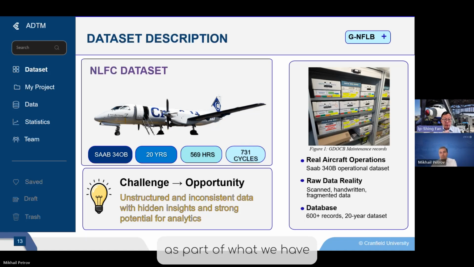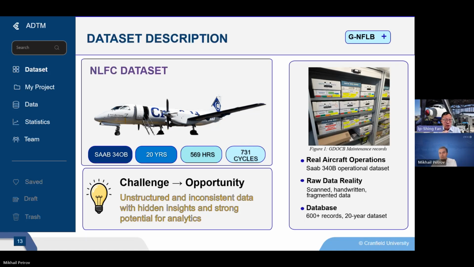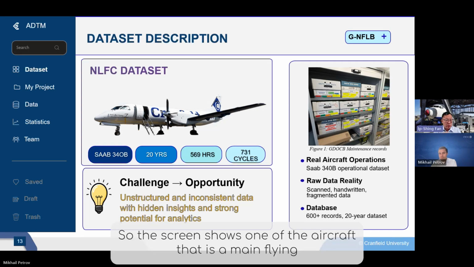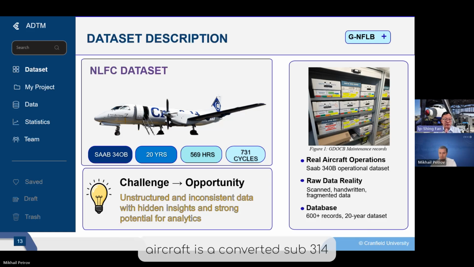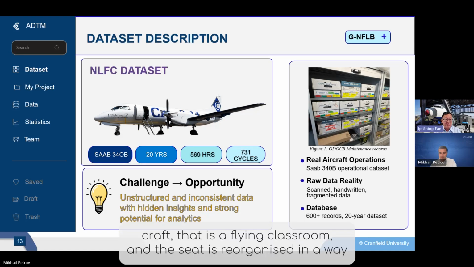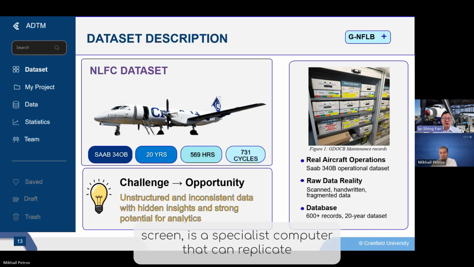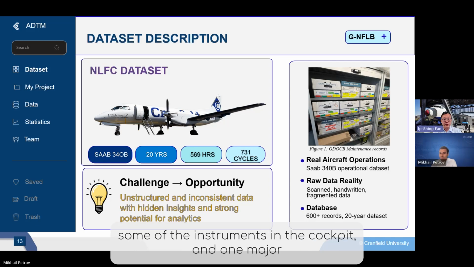As part of what we have is our National Flying Laboratory research. The screen shows one of the aircraft that is a main flying aircraft. It is a converted Saab 340B aircraft that is a flying classroom, and the seats are reorganized in a way that the seat back of each of the seats, where we normally have the TV screen, is a specialist computer that can replicate some of the instruments in the cockpit.